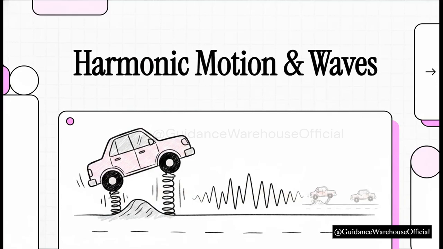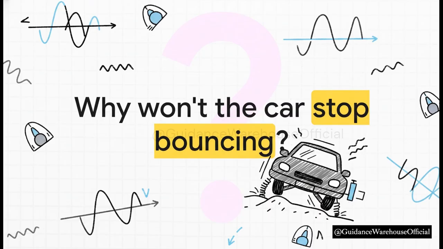Picture this. You're driving down the highway in a heavy, 900-kilogram car, and your shock absorbers are completely blown. You hit just one single bump, and suddenly your car is bouncing up and down, over and over, endlessly down the road. Seriously, why won't it just stop bouncing?